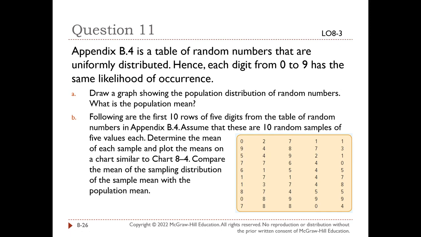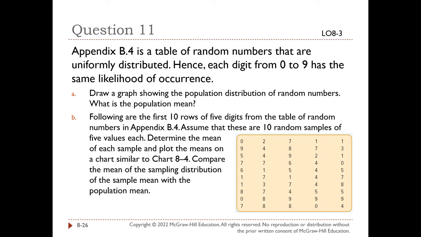Question 11. All right. Appendix B.4 is a table of random numbers that are uniformly distributed. Hence, each digit from 0 to 9 has the same likelihood of occurrence. In fact, they did a random board right there. Now, they said draw a graph showing the population distribution of random numbers. What does the population mean?